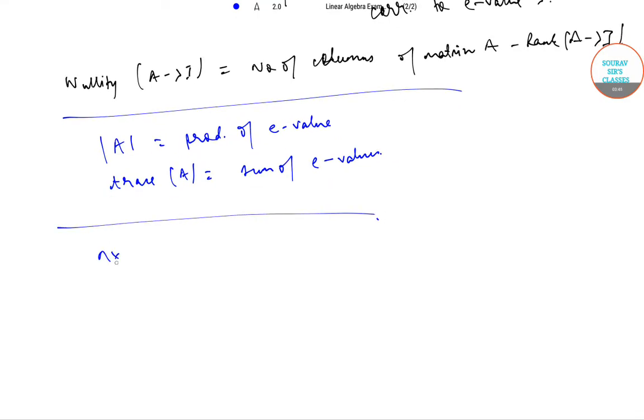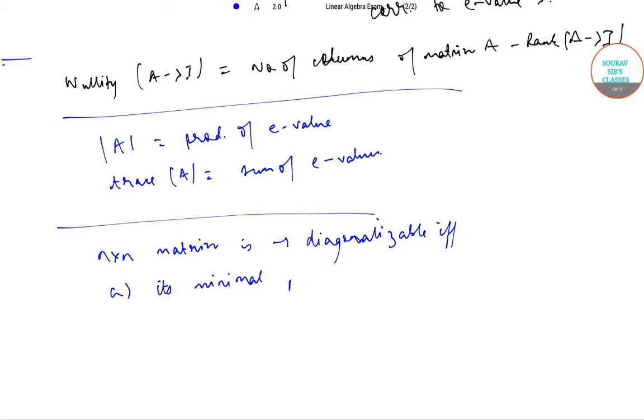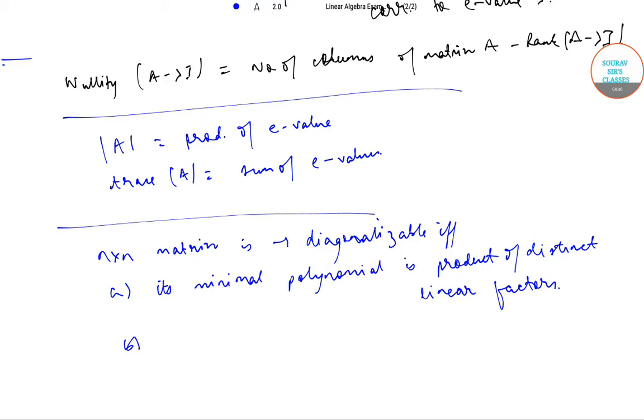Next, an n cross n matrix is said to be diagonalizable if and only if its minimal polynomial is product of distinct linear factors and for each eigenvalue AM is equal to GM.